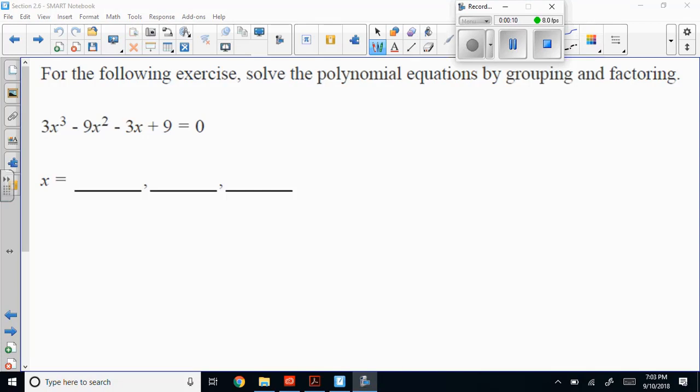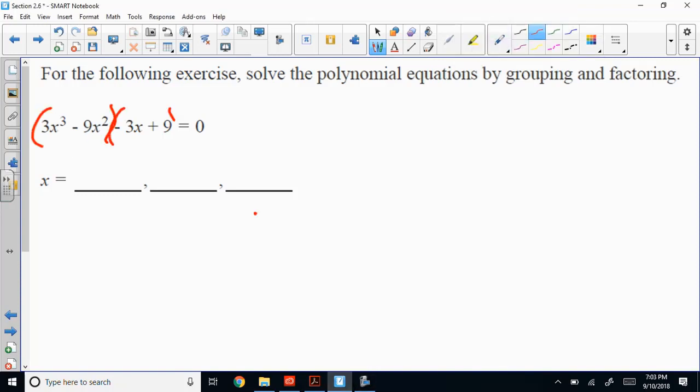So we're looking at this polynomial and it asks us to solve it by grouping and factoring. So what we're going to do is group it. And when we group it, you're looking at trying to factor out a GCF. The GCF of the first parentheses would be 3x squared, right? So I'm factoring out 3x squared. I have x minus 3, right?